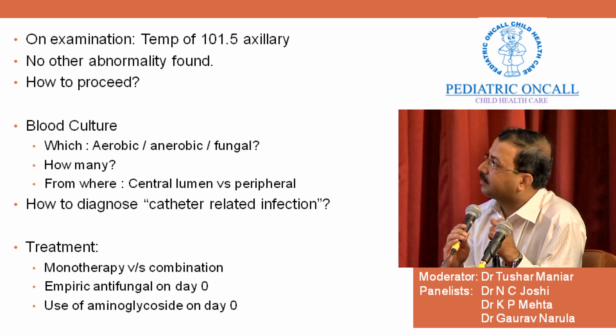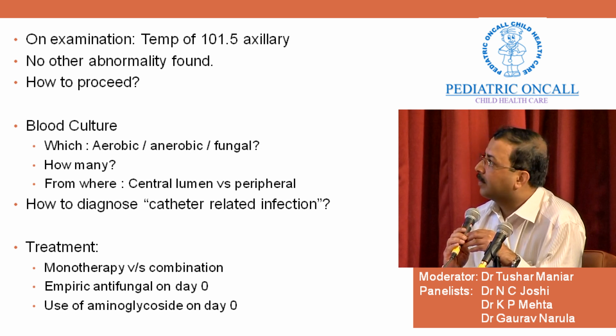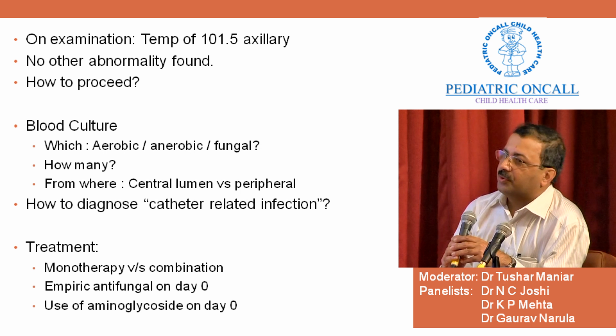So how many blood cultures should we send? Should we send from the central lumen versus, suppose he has a central line, then should we send from each central lumen and a peripheral? And what is your normal practice and recommendation?